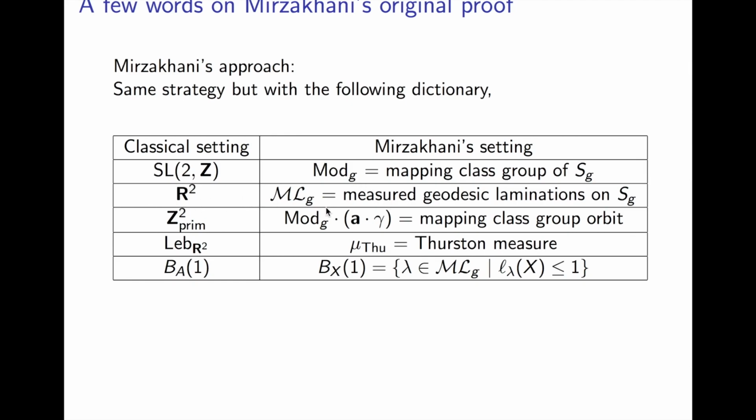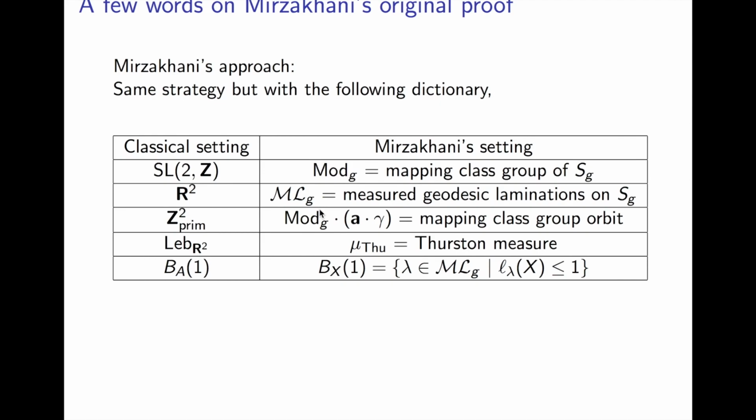R2 is going to become the space of measured geodesic laminations, a space that interpolates through all multi-curves. The primitive integer points are going to become a mapping class group orbit of the curve that we care about, the weighted multi-curve that we care about. The Lebesgue measure is going to become what we call the Thurston measure on measured geodesic laminations. And instead of evaluating on the sets that we evaluated before, we evaluate on the set of all measured geodesic laminations whose length on the hyperbolic structure that we care about is bounded by 1.